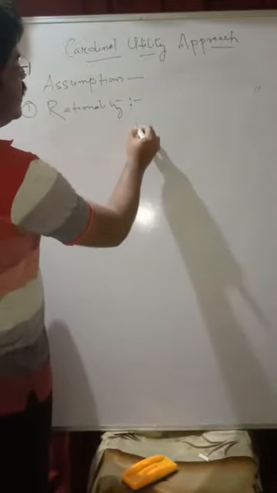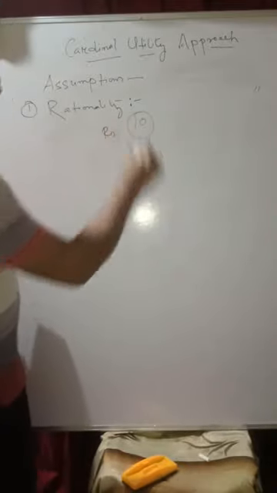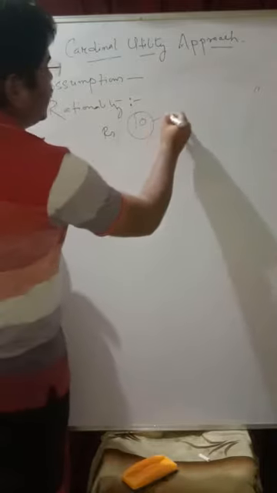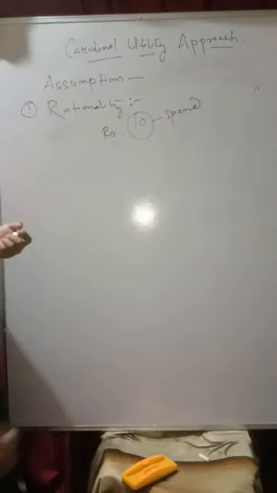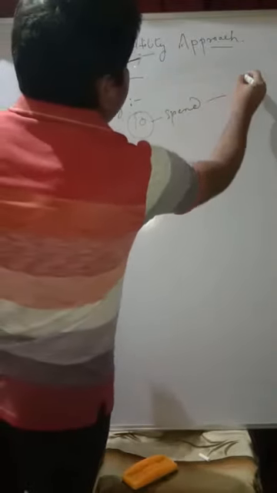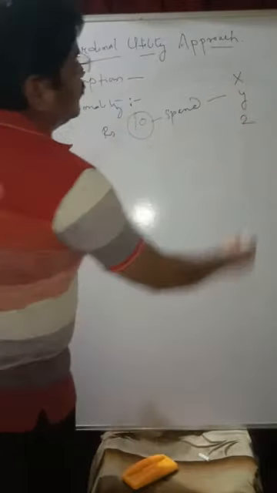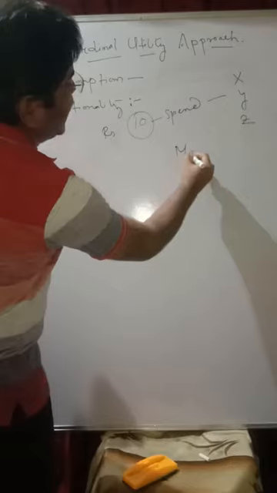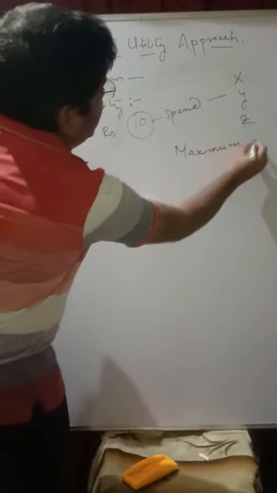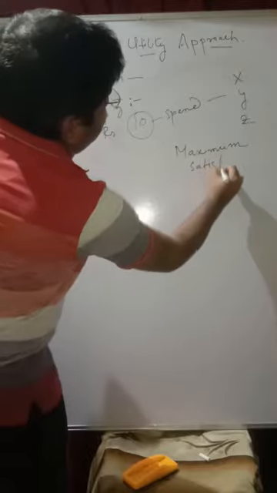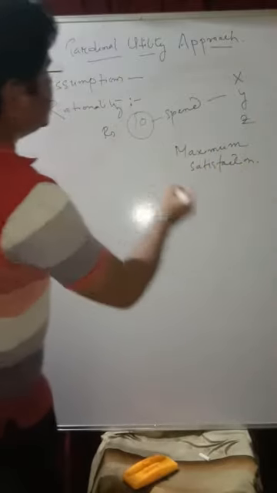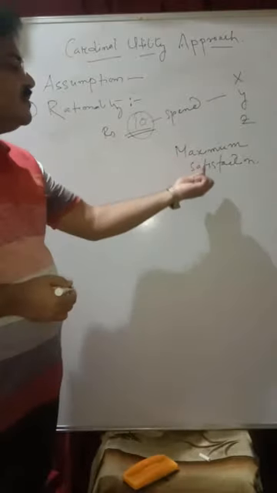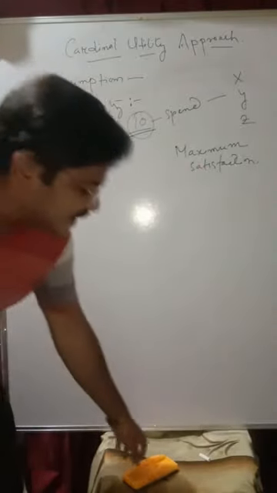If your income is, suppose, rupees 10, then as a rational consumer you will spend your rupees 10 on the consumption of commodities, suppose X, Y, Z, in such a way that you derive maximum level of satisfaction. That is your rationality. Given your income, the consumer will spend it in such a way that he derives maximum satisfaction.